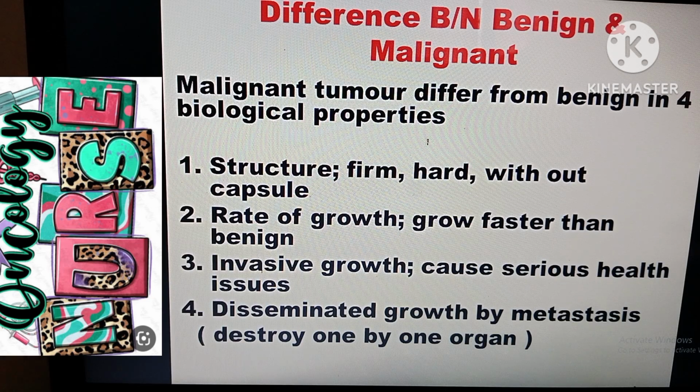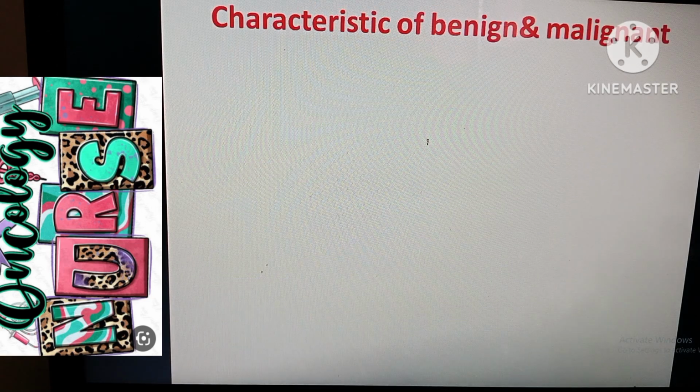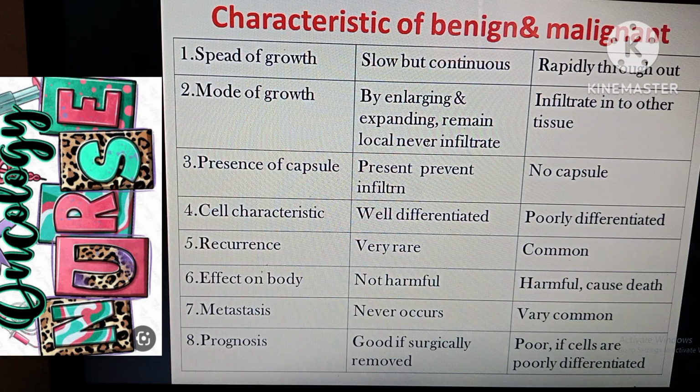They may ask for 2 marks, okay students. What are the characteristics of benign and malignant? There are many points. So you can write this down. They will ask for 5 marks, very important. You can pause the video and write down the points.